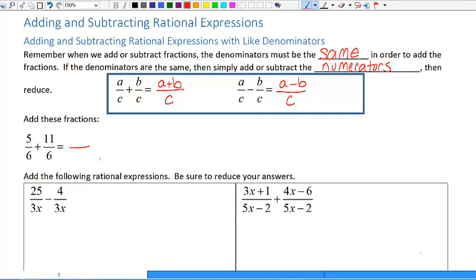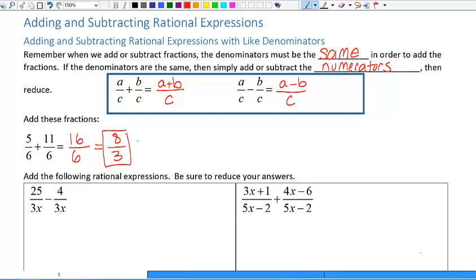Let's add these fractions. So 5/6 plus 11/6, they both have the same denominator 6, and it stays 6. 5 plus 11 adds up to be 16. Now, if you can reduce your fraction, you always must reduce your fraction. So 16/6 does reduce by a factor of 2. If I divide the numerator by 2 and the denominator by 2, I'm getting 8/3.